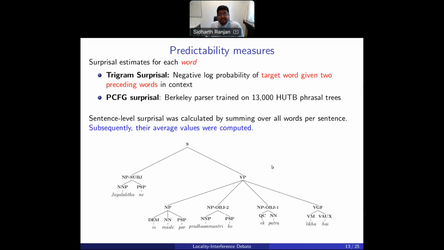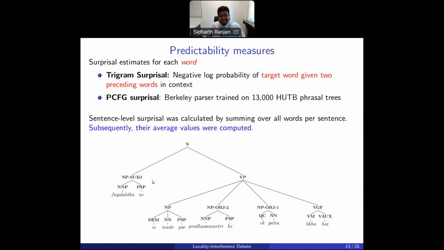Then we also compute predictability-based measures. We compute surprisal estimates for each word. We compute trigram surprisal, which is nothing but the negative log probability of the target word given the two preceding words. For this, we first train a trigram language model on a publicly available email corpus of Hindi, and then we test on the HUTB corpus that we are using as test data.